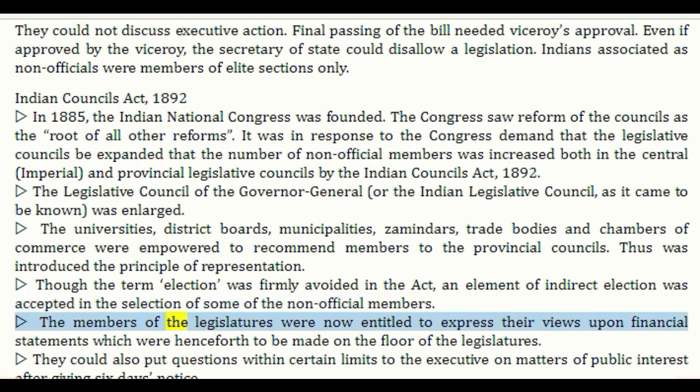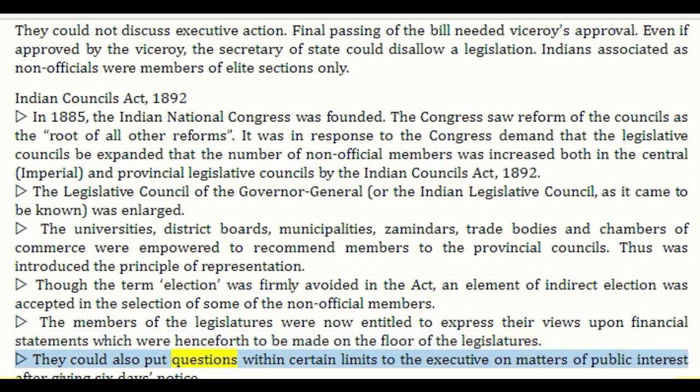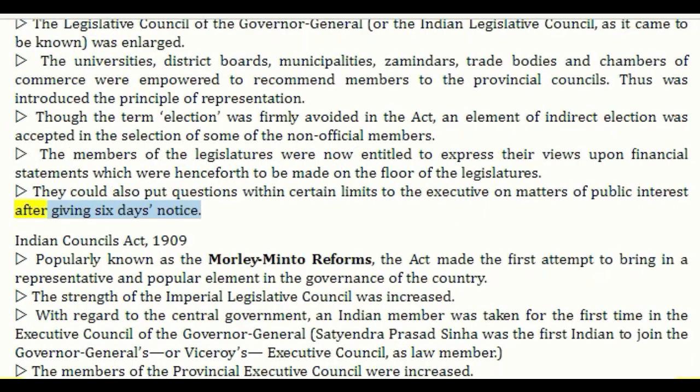The members of the legislatures were now entitled to express their views upon financial statements, which were henceforth to be made on the floor of the legislatures. They could also put questions within certain limits to the executive on matters of public interest after giving 6 days' notice.